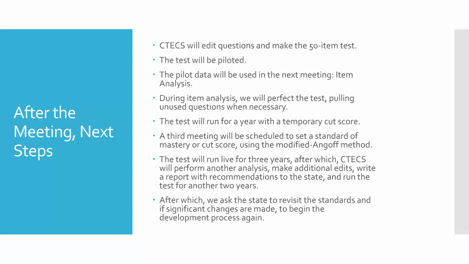We usually have the test run for a season before holding our final meeting, the cut score meeting, to officially establish the pass-fail score. Then the test will run live for 3 years, at the end of which we will write another analysis about how the test is performing, and we may make changes to it at that time. This is called revalidation. After which, the test will run for another 2 years. Then we ask the state to revisit the standards, and we go back to square one, if necessary, to refresh the test to make it specific to your instruction and reflective of the industry.